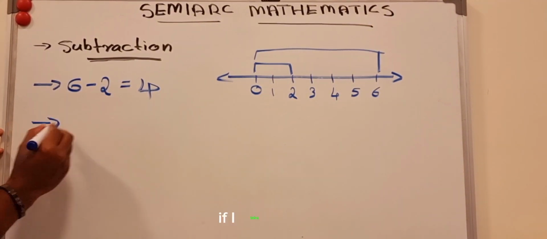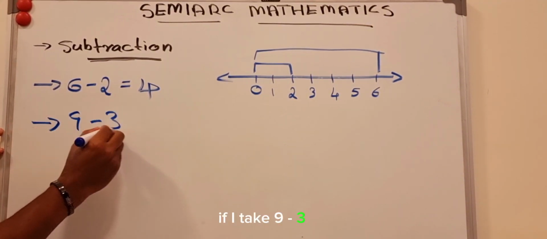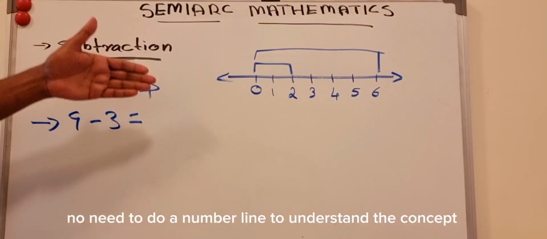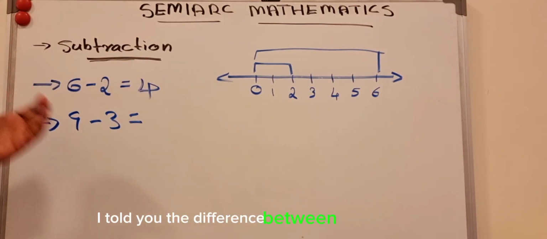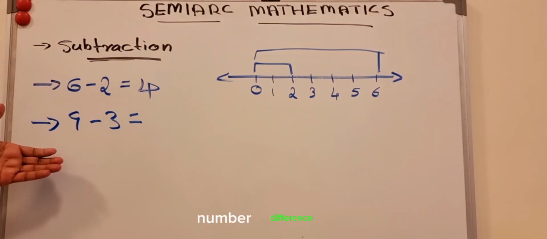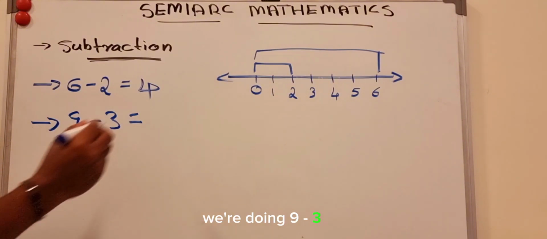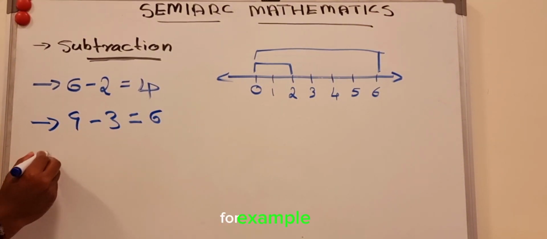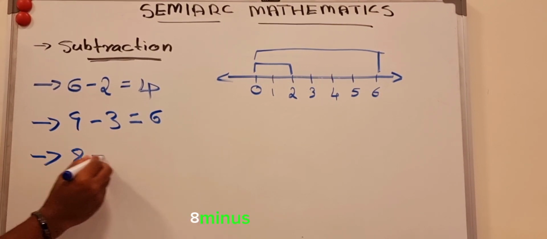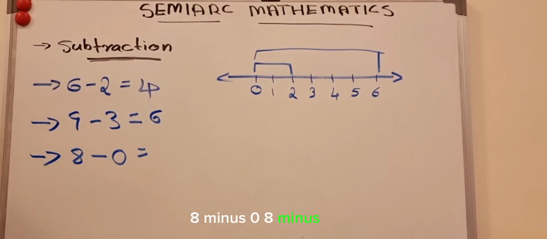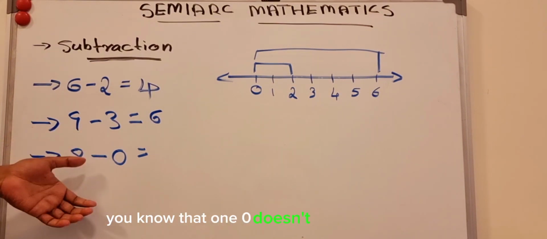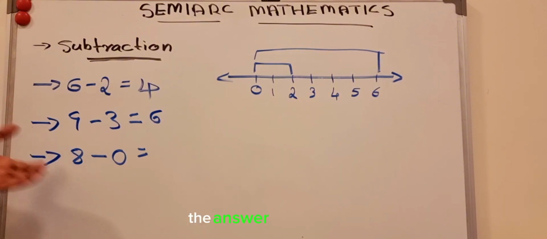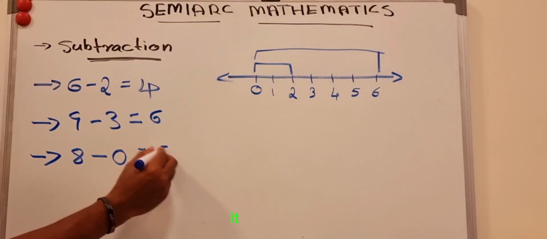Another example, 9 minus 3. You know the answer. There is no need to draw a number line to understand the concept. The difference between two single-digit numbers is easy. 9 minus 3, the answer is 6. Another question, 8 minus 0. You know that 0 doesn't have any value. If you subtract 0 from any number, the answer is the same number. 8 minus 0 is 8.